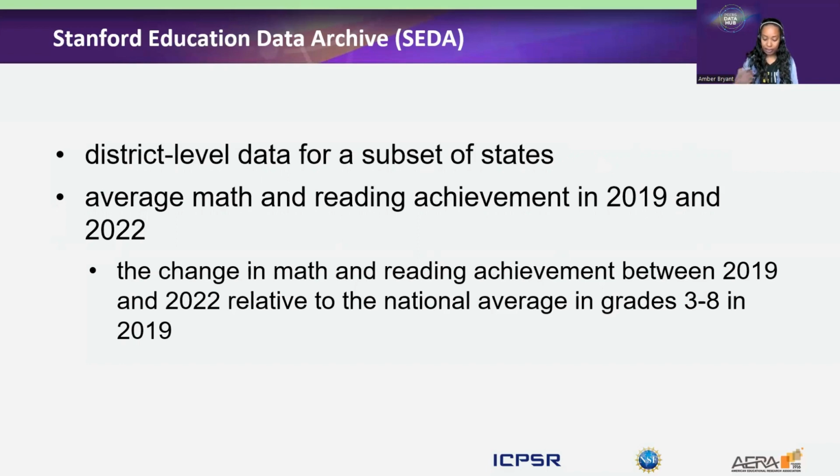The currently available data includes district level data for subsets on an average of math and reading achievement from 2009 to 2022 respectively. And the 2022 data reports the change in that average over time. I will share links to all of these resources with you, and they are also included in the PowerPoint, which will go out with this video.